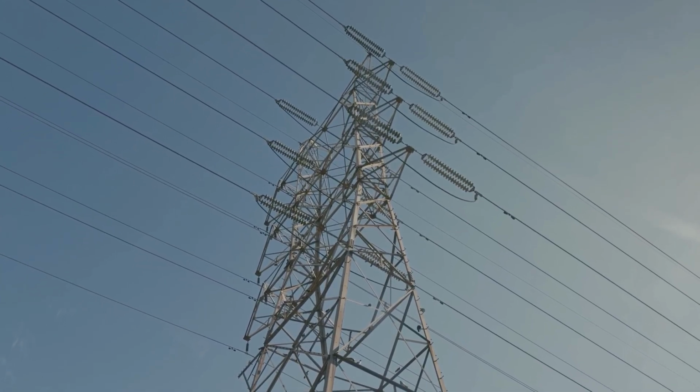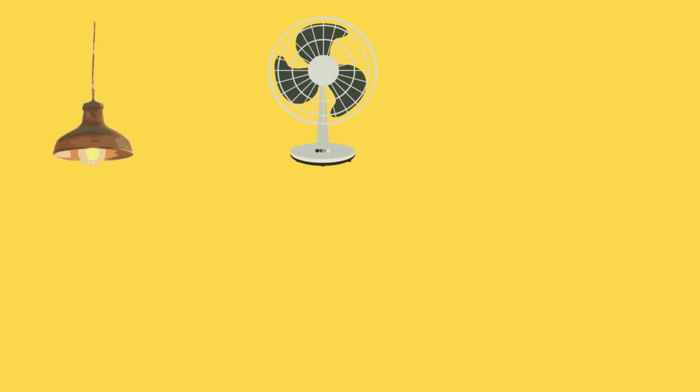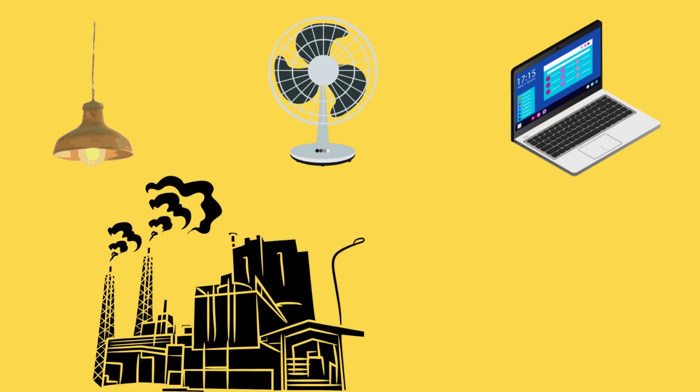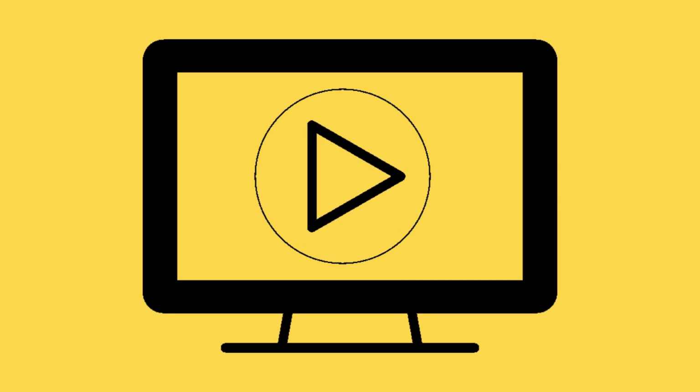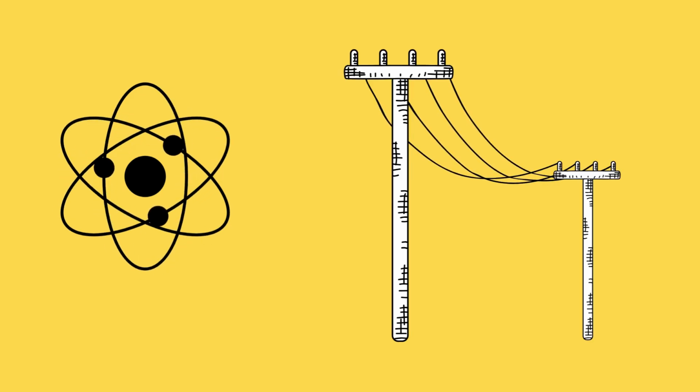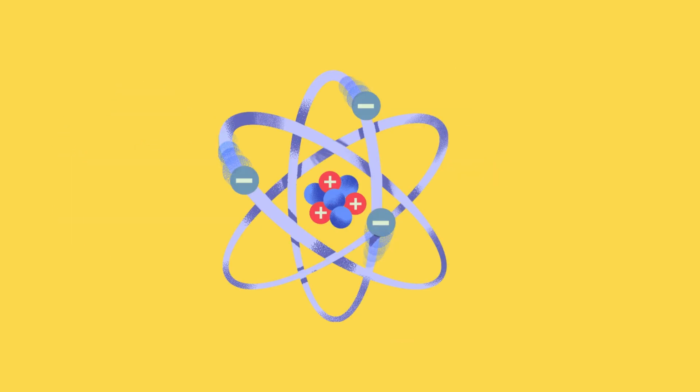Electricity powers almost everything we use, from lights, fans, and laptops to giant factories and cities. But have you ever wondered what electricity actually is? In this video, we'll break it down, from the tiniest particles and atoms to the power systems that run the modern world. Let's start at the atomic level.